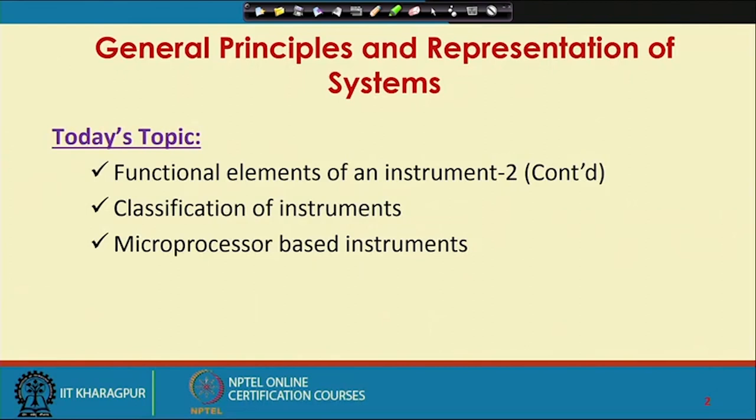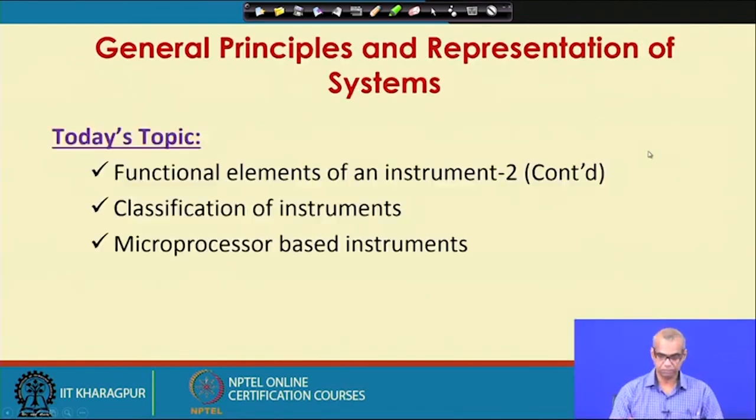So, today's topic, we will take one more example of functional elements. Then we will talk about various classification of instruments and we will briefly touch upon microprocessor based instruments.